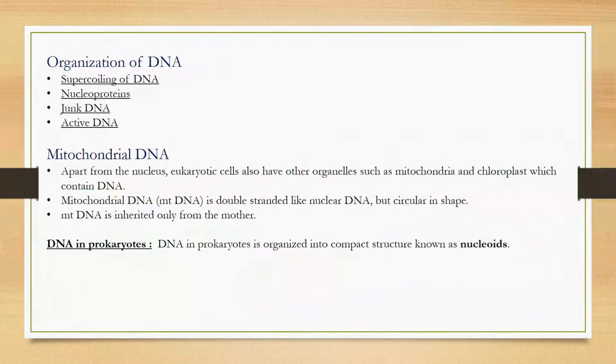Now, DNA in prokaryotes. Bacterial DNA is organized into a compact structure known as nucleoids. The entire DNA in prokaryotes is organized as genes and regulatory elements. However, the eukaryotic DNA is organized into a much more complex structure.